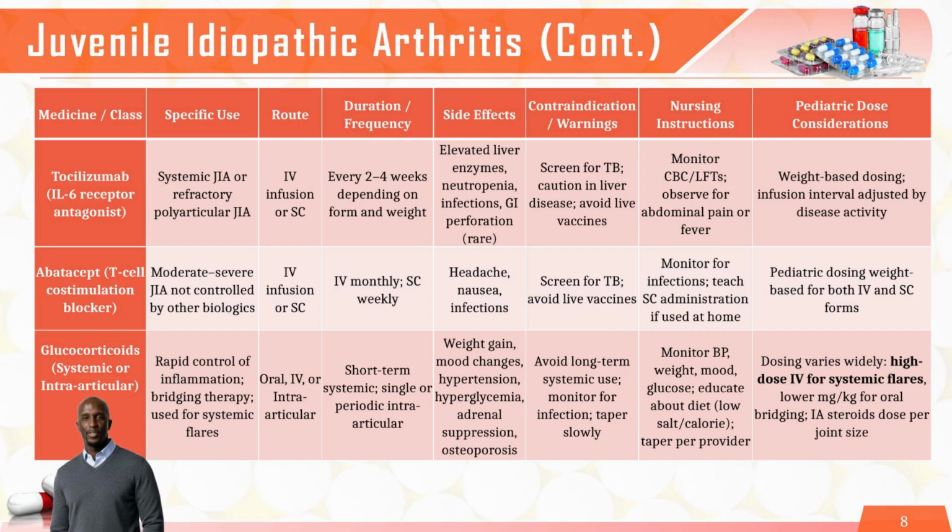Finally, glucocorticoids, oral, IV, or intra-articular, are used for rapid control of inflammation or systemic flares. These medications come with major risks like weight gain, high blood pressure, mood changes, hyperglycemia, and adrenal suppression. We avoid long-term systemic use whenever possible.